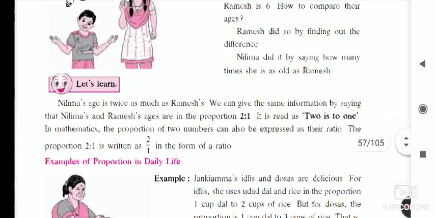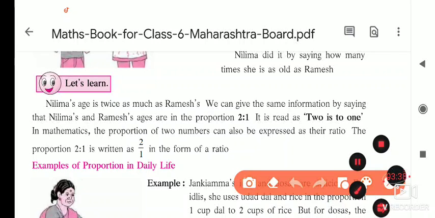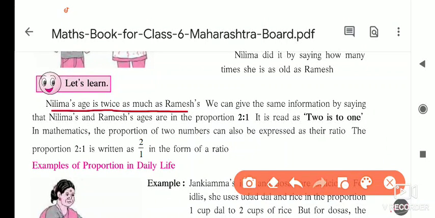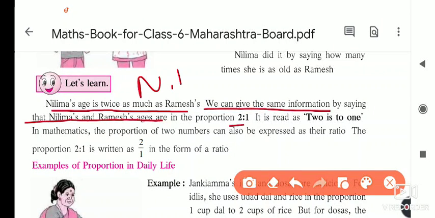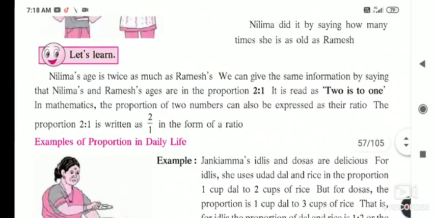Now let's learn the point given related to the same question. Nilima's age is twice as much as Ramesh's. We can give the same information by saying that Nilima's and Ramesh's ages are in proportion 2:1. Okay, so Nilima is to Ramesh. Otherwise, we write it this way: Nilima upon Ramesh.